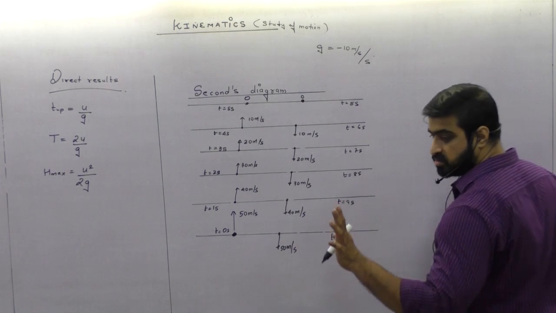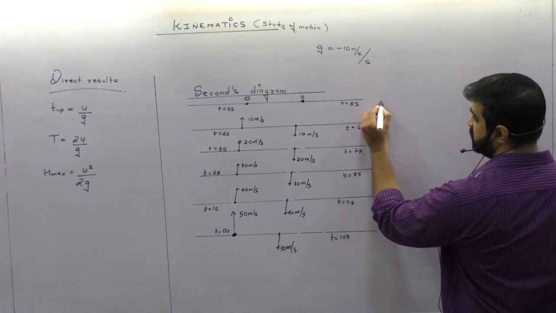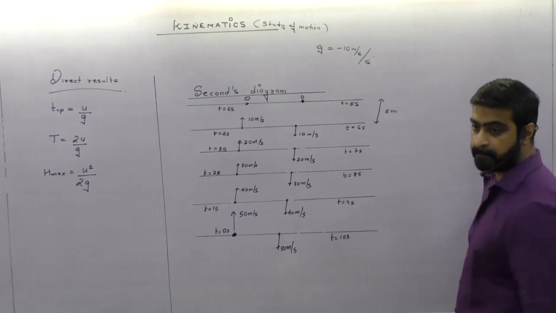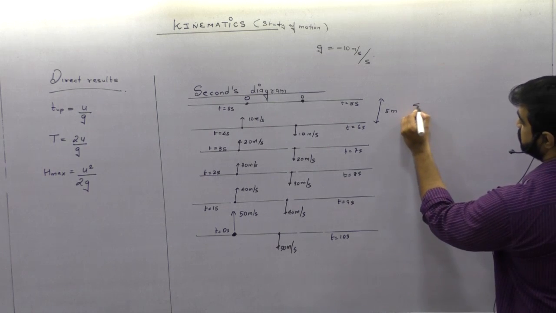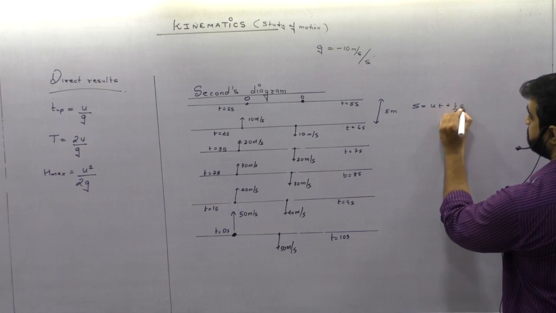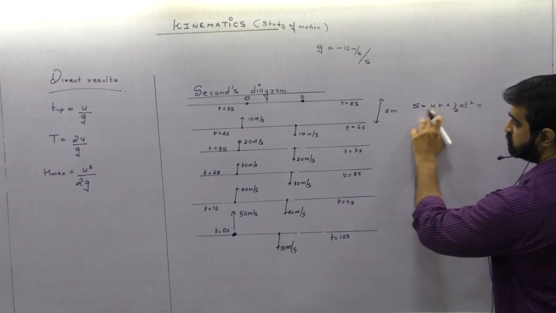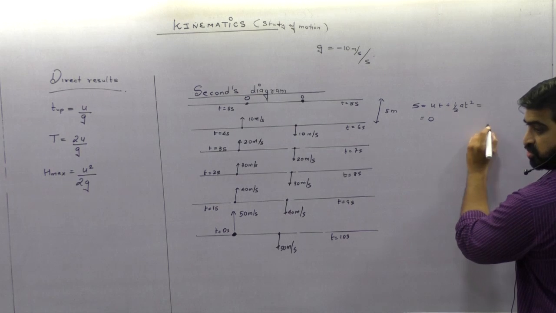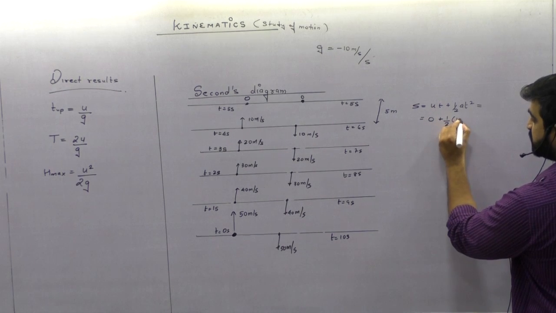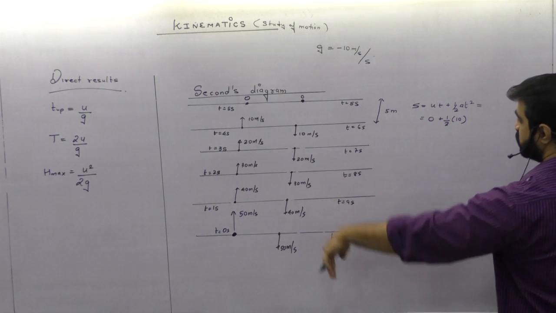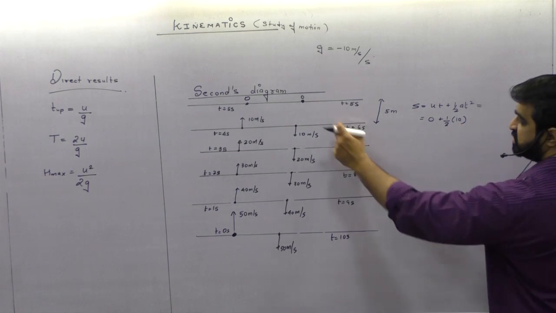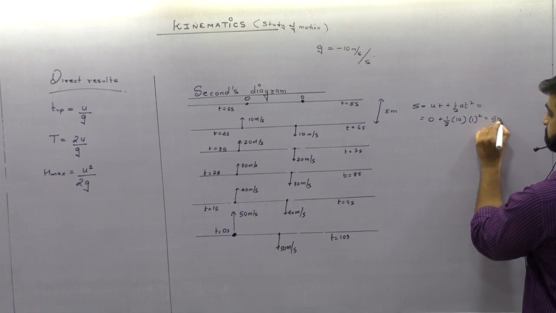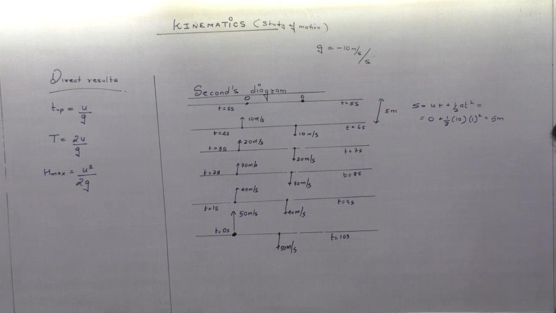Always remember, while going down, the distance covered in the first second is 5 meters. How? You know S is ut plus half at square. How much is u? 0. We start from here, 0. Half a. How much is a? 10. And displacement is down only, so minus sign. And t, how much is the time from here to here? 1 second. So this is 5.